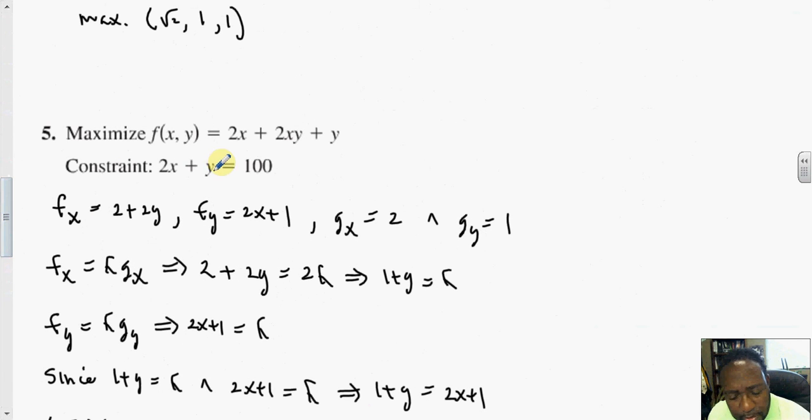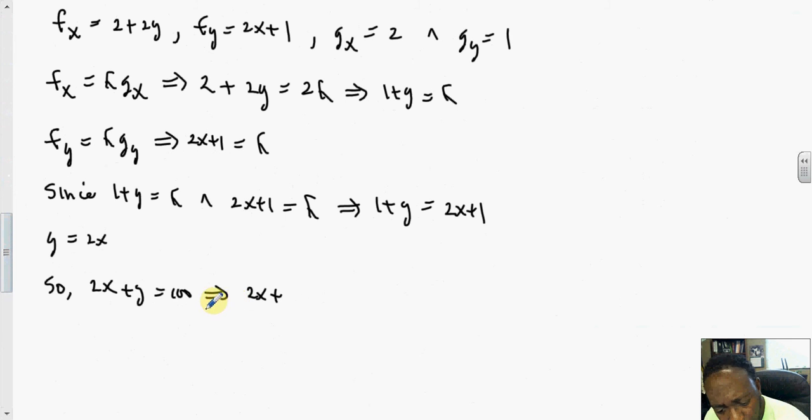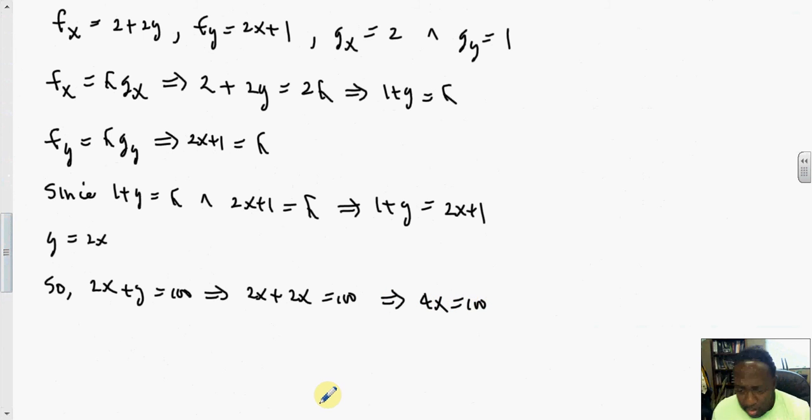So if y is 2x, I plug that in here, so I can solve 2x plus y is equal to 100. This implies that 2x plus 2x, since y is 2x, is equal to 100. Here we get 4x is equal to 100, and x is equal to 25.